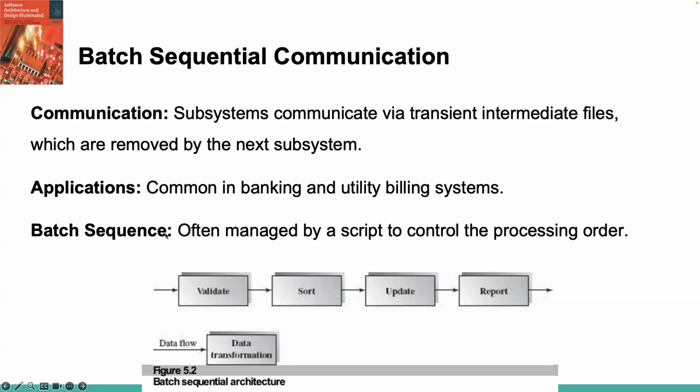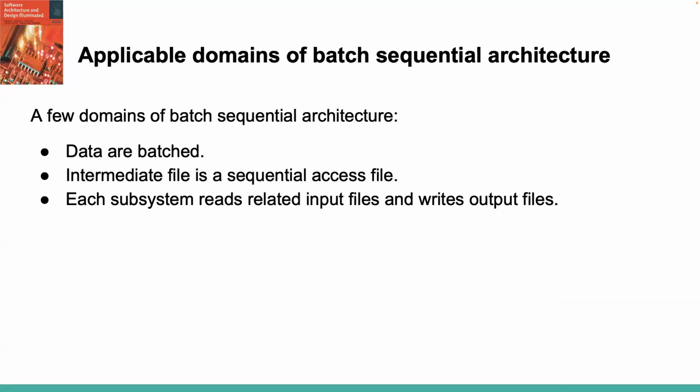Let's quickly go over some key domains in batch sequential architecture. Data is collected and processed in batches rather than in real time. This is ideal for systems handling large amounts of data that don't need immediate responses. The intermediate file between subsystems is a sequential access file, meaning the data is processed in the order it was written. Each subsystem reads its input files, processes the data, and writes the results to an output file, which the next subsystem picks up.